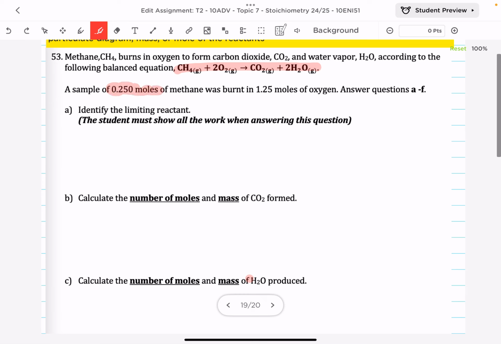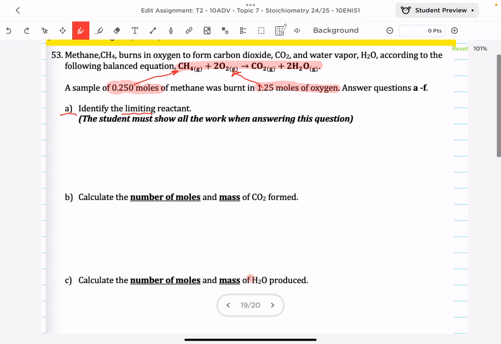Now, a sample of 0.25 moles methane was burnt in 1.25 moles of oxygen. Whenever I have two values given to me in the question, expect the first question to be identify the limiting or identify the excess. So immediately you will create a table, CH4 and O2. The given is 0.250 mole, and this one 1.25 mole. So that's the given.